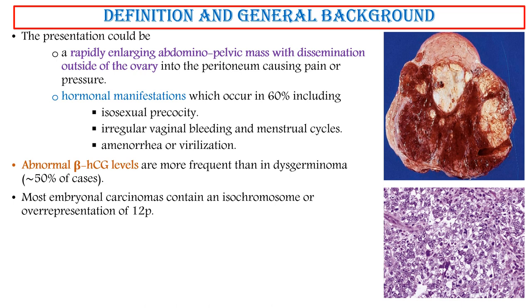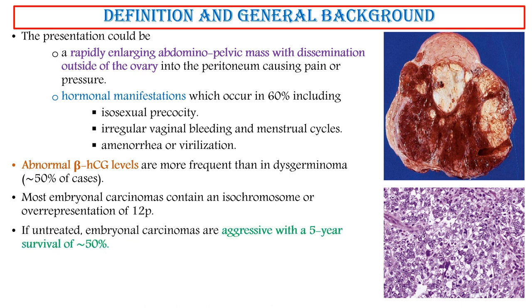Most embryonal carcinomas contain an isochromosome or overrepresentation of 12p. If untreated, embryonal carcinomas are aggressive with a 5-year survival of approximately 50%. They are exquisitely sensitive to multi-agent chemotherapy.